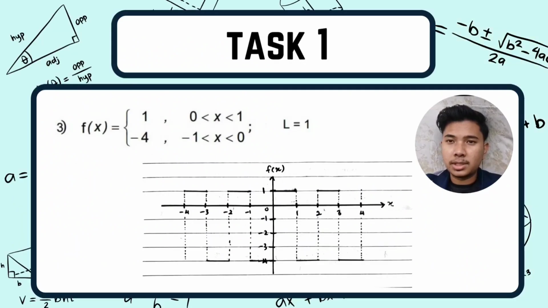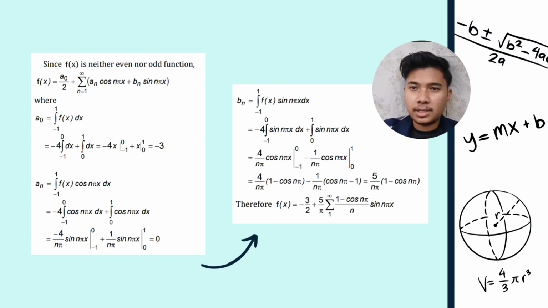So for question number 3, based on the graph plotted, the function is neither even nor odd because the function is not symmetry on the y-axis or about the origin. Since f(x) is neither even nor odd function, we have to calculate the values of a naught, an, and bn. So this is the solution for question number 3.